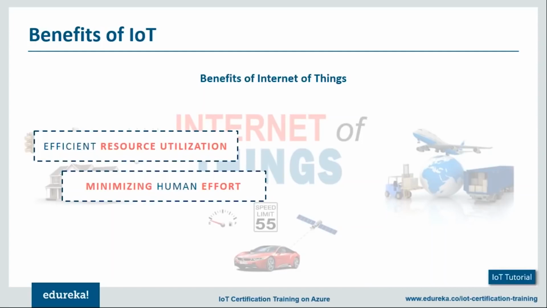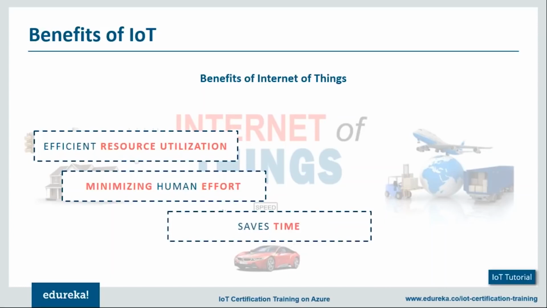The next benefit would be it saves time. If it reduces my human effort, definitely it is going to save my time. Apart from that, if the resources are utilized more efficiently, then again it is going to save a lot more time as well. All in all, any benefit of Internet of Things will in turn help you save a lot of time as well. So time is one of the major factors that can be saved on an Internet of Things platform.